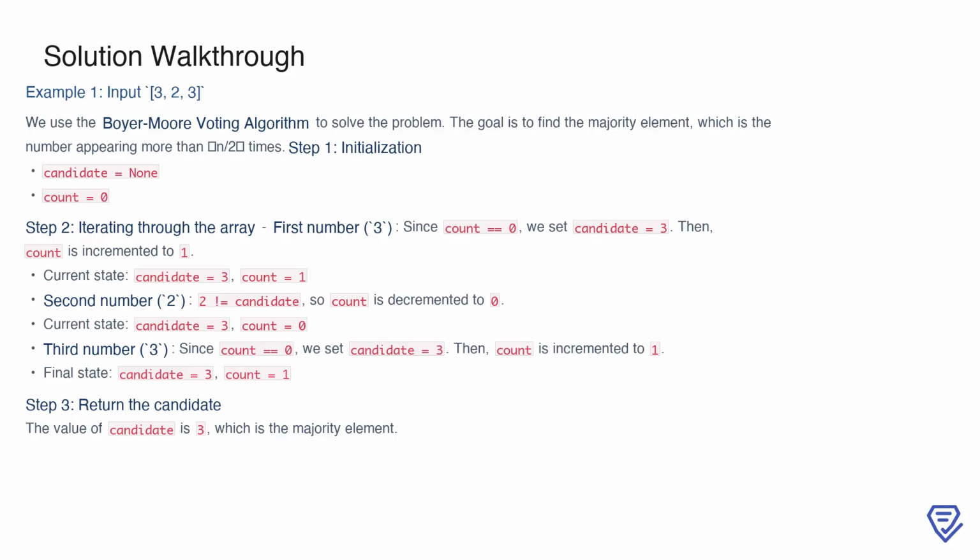For the first number, 3, since the count is 0, we set the candidate to 3 and increment the count to 1. Moving to the second number, 2, it's different from the current candidate, so we decrement the count back to 0. For the third number, 3, because the count is 0 again, we reset the candidate to 3 and increment the count to 1. After iterating through all the numbers, the candidate remains 3 with a count of 1. Finally, the candidate, which is 3, is returned as the majority element.